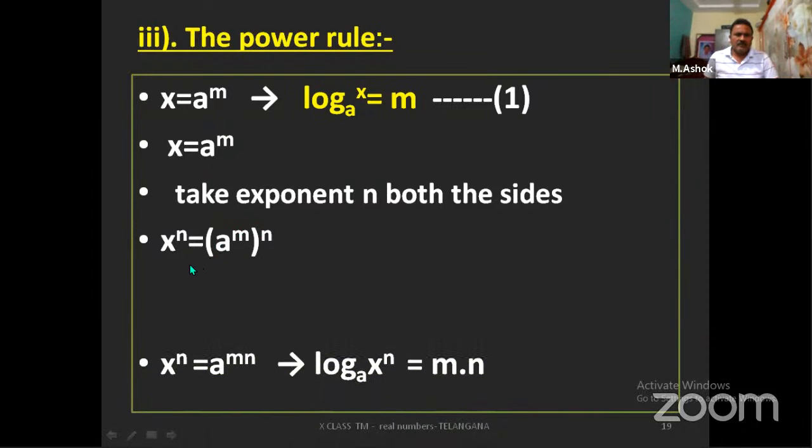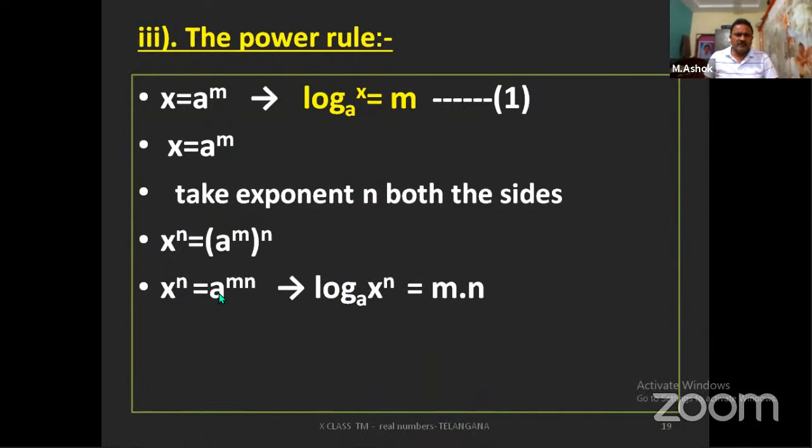Now x to the power of n is equal to a to the power of m into n. Power to the power, again they will be multiplied. So a to the power of m into n. So its logarithmic form is x to the power of n is equal to a to the power of mn. Its logarithmic form is log x to the power of n base a is equal to m into n.